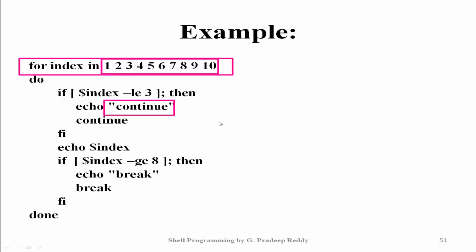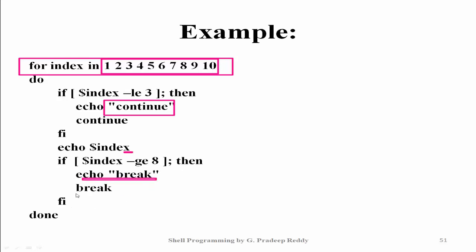So 3 is less than 3, the condition fails. Now it comes to echo index, so 3. It is going to print the value 3. So next it is going to check if the index is greater than 8. Now it is not greater than 8, and then it is going to break the loop.